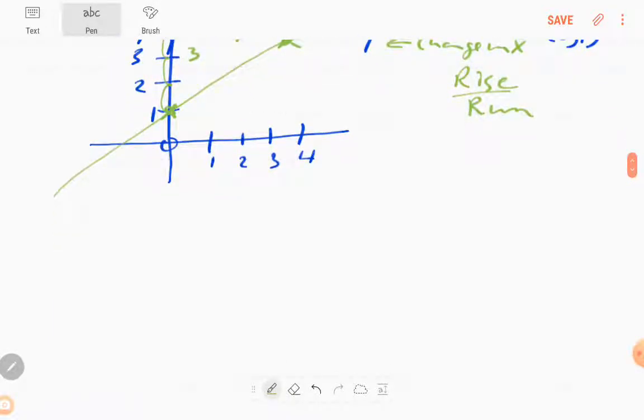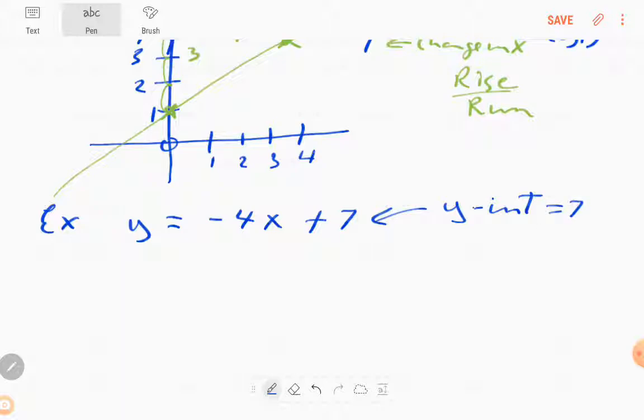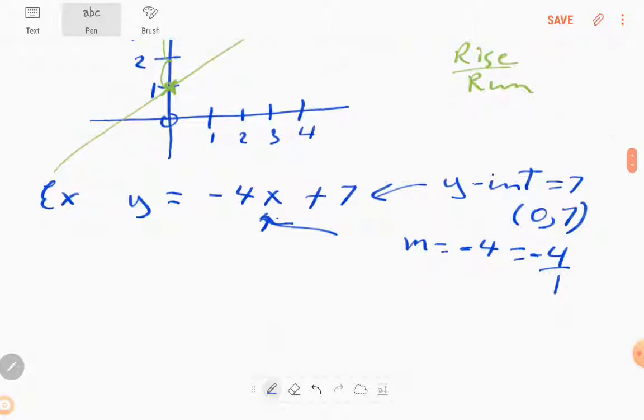Okay, let's look at another example. For example, if we're asked to graph y equals minus 4x plus 7, well, our y-intercept is equal to 7, and so our point is (0, 7). Our slope m is equal to minus 4. But we know that minus 4 is the same as minus 4 over 1.